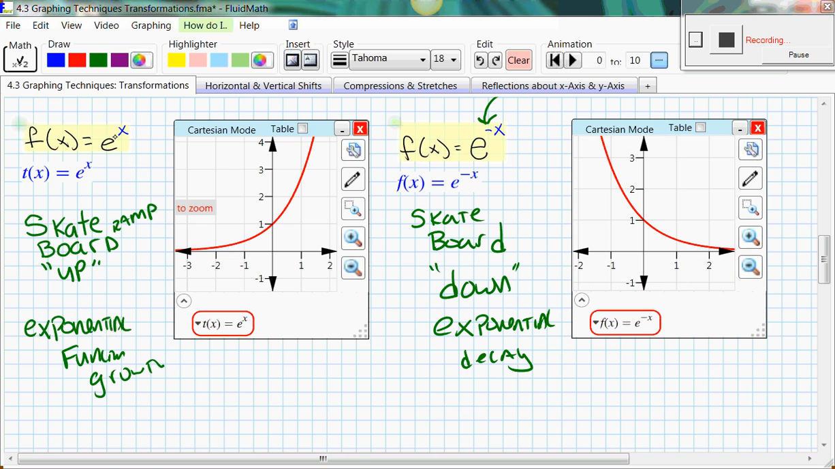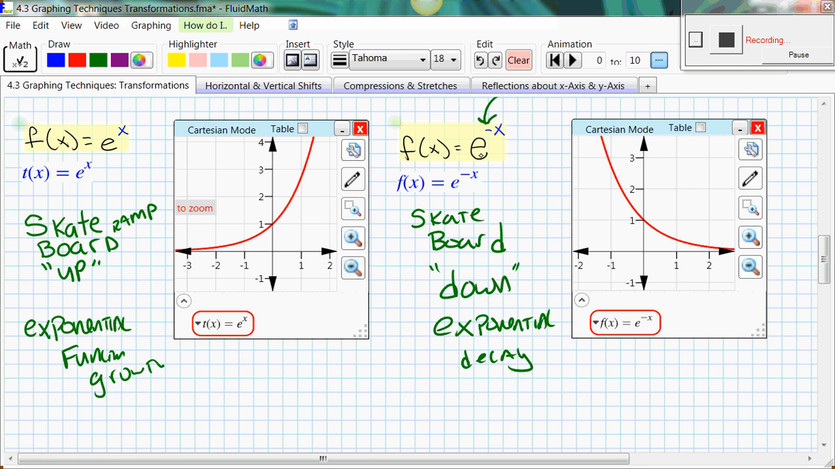Okay, got 3 more for you. F of x equals e to the x. The graph looks like a skateboard ramp going up, right? From left to right, skateboard ramp going up. This is an exponential growth function. So f of x equals e to the x, exponential growth function. Great.